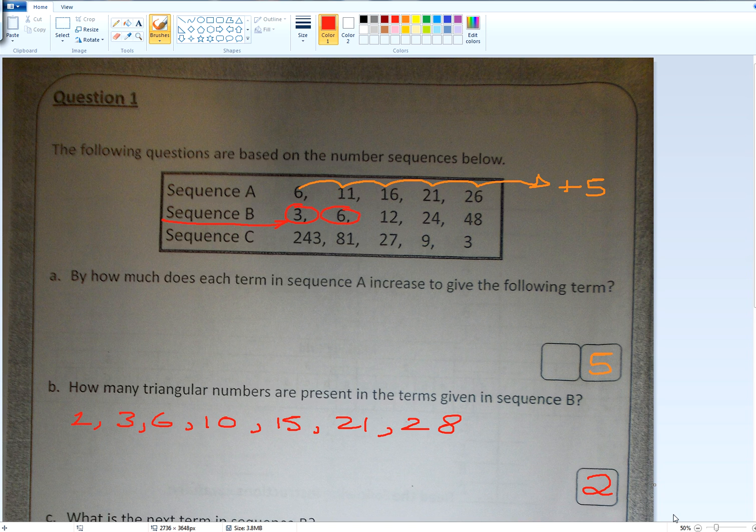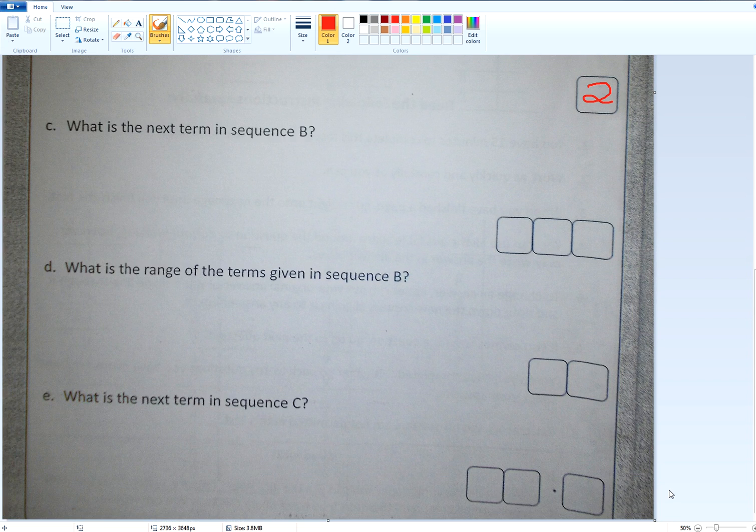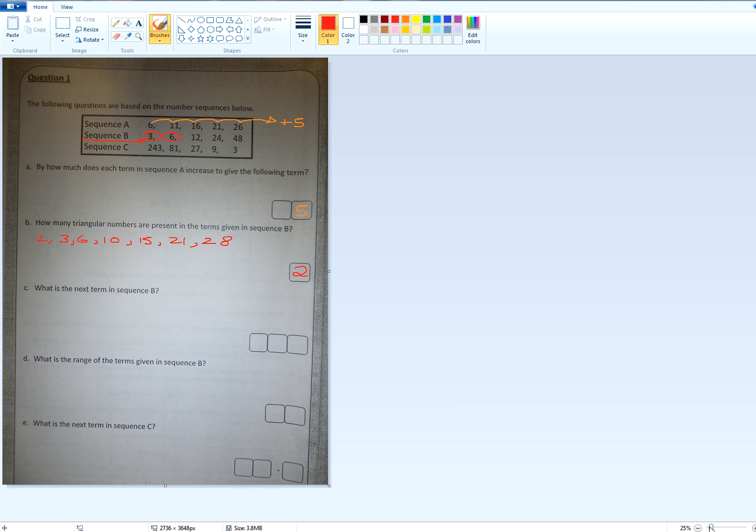Okay, let's scroll the page down. What is the next term in sequence B? I think we might need to make this a little bit smaller because we can't really see it properly. Can you guys still see it? Is it too small now? It's good enough. What we can do is expand this and use some space on the side for writing on.